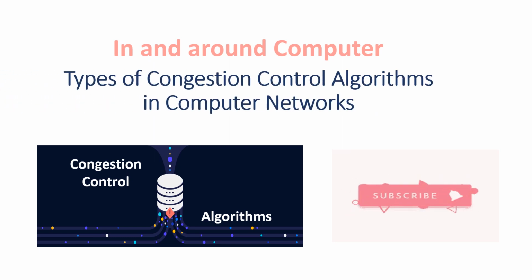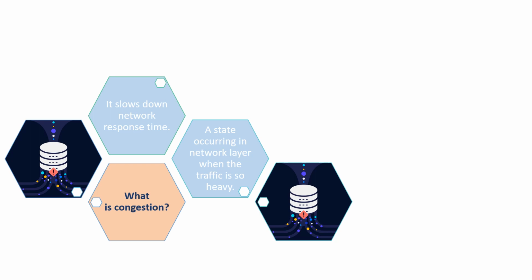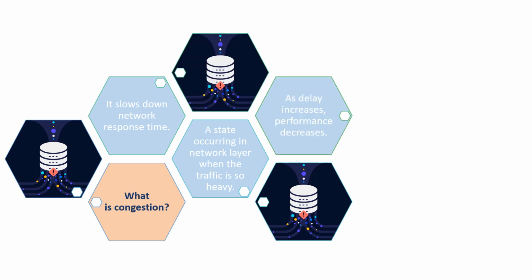In this video, we are going to see the types of congestion control algorithms in computer networks. First, we can see what is congestion. A state occurring in the network layer when the traffic is so heavy that it slows down the network response time is the state of congestion.